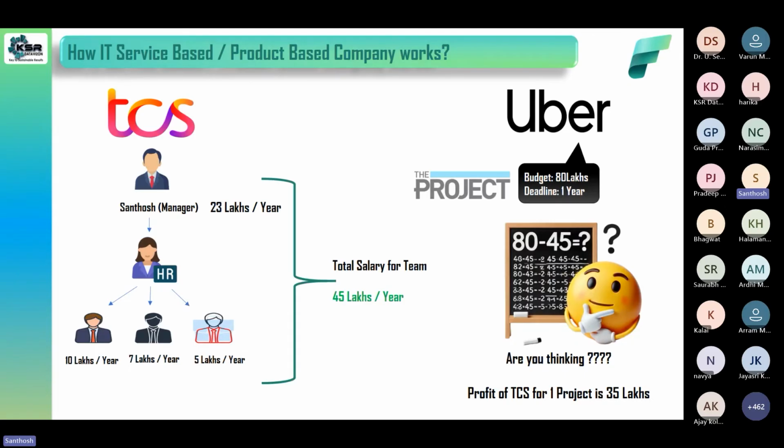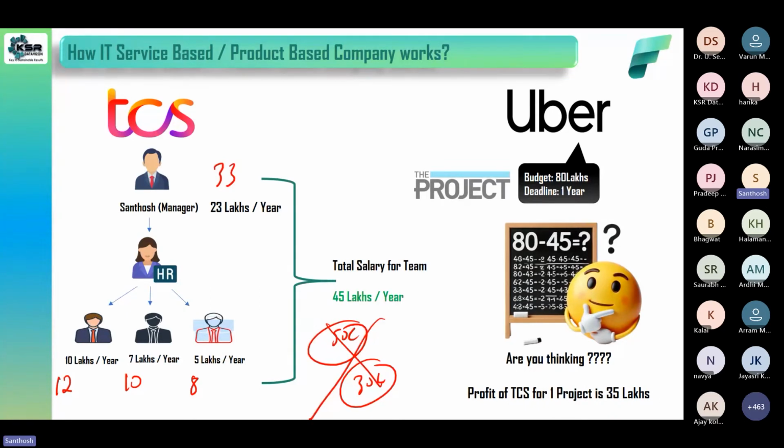If you're thinking 35 lakhs, and if I go and question TCS, hey, yaar, you're getting 80 lakhs, right? Why can't you give me 33 lakhs instead of 23? Instead of 10 you can give 12, instead of 7 you can give 10, instead of 5 you can give 8. You can spend 50 lakhs also, so still you will make 30 lakhs profit, right? Can you do that? TCS will not do it.